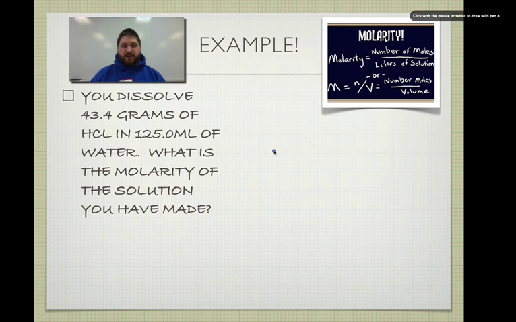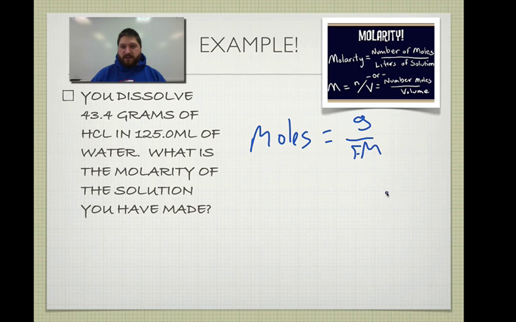So the problem says you dissolve 43.4 grams of HCl in 125 milliliters of water. What's the molarity of the solution you've made? So the first step is going to be to remember your calculation, which is up here, number of moles per liters of solution. Moles is equal to grams over the formula mass.